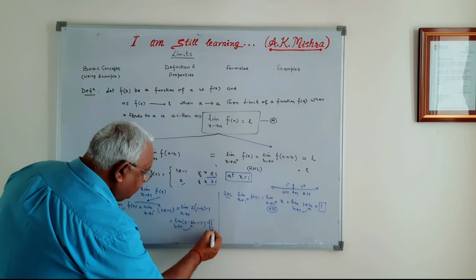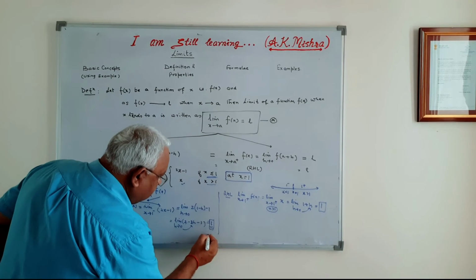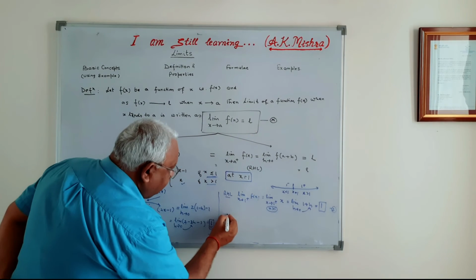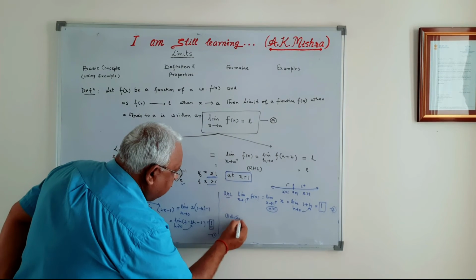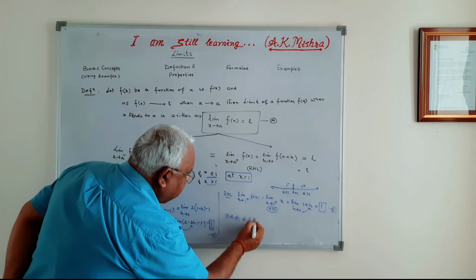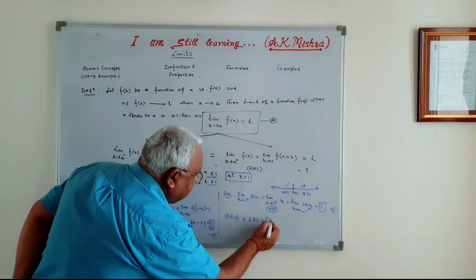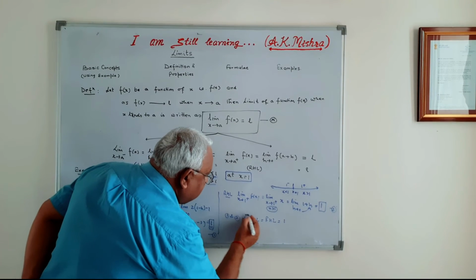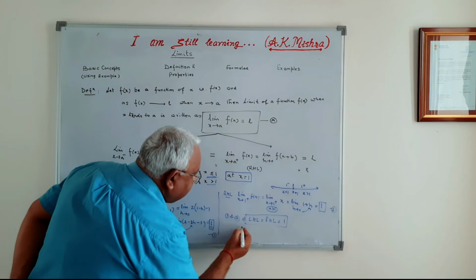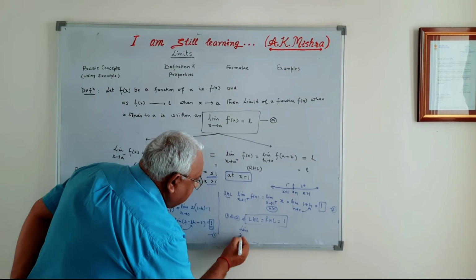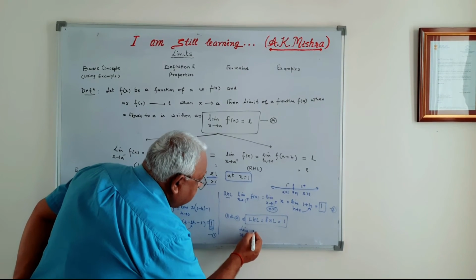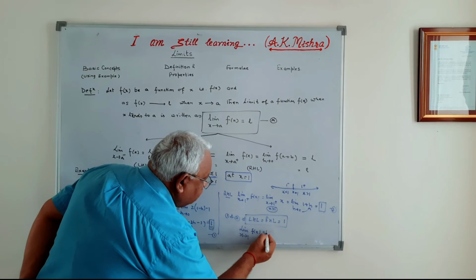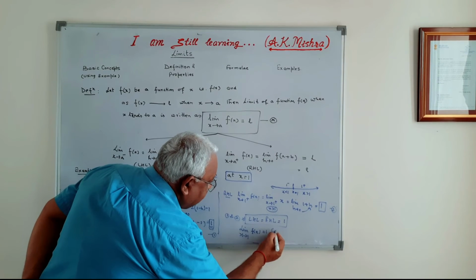Left hand limit is also 1. So you can call it as 1 and this as 2. So 1 and 2 imply left hand limit is equal to right hand limit is equal to 1. When this condition takes place, then you say limit x tending to 1 f(x) is equal to 1 exists.